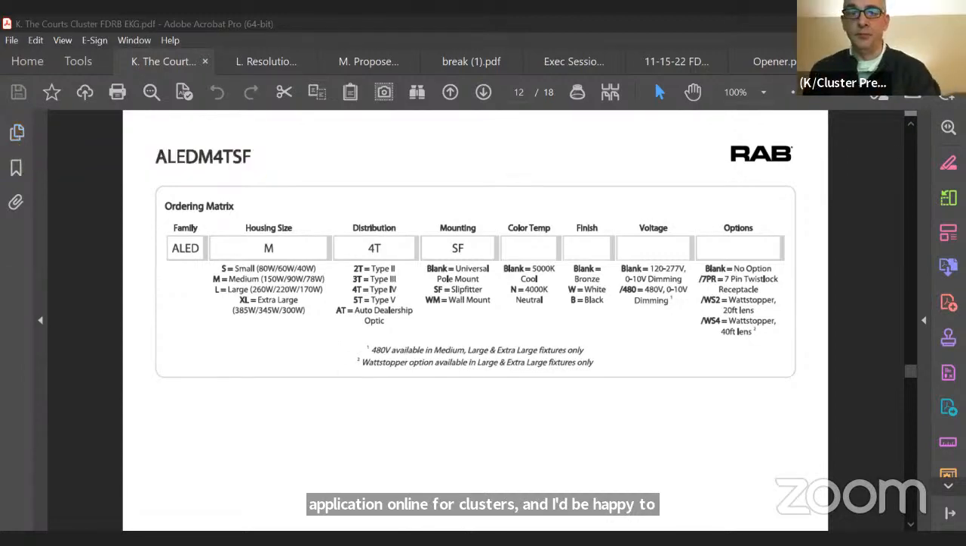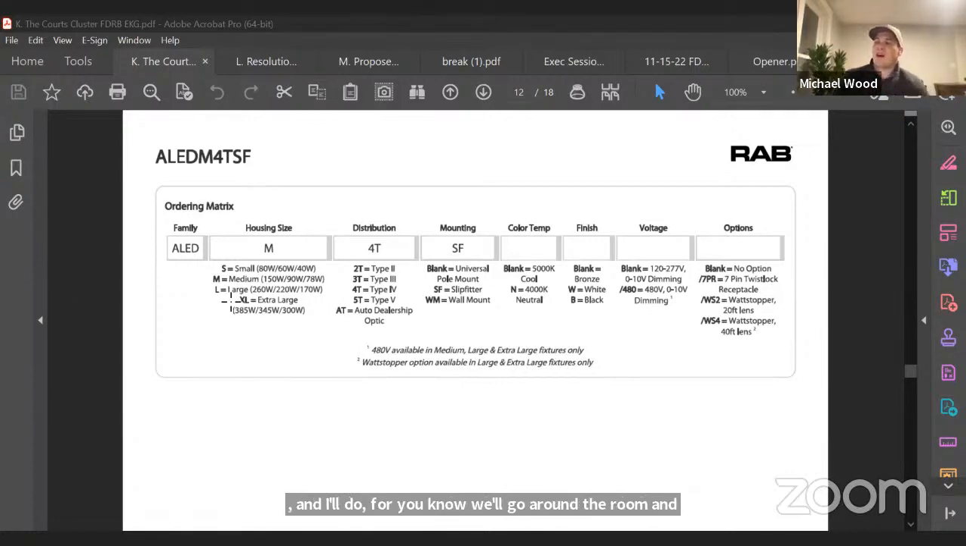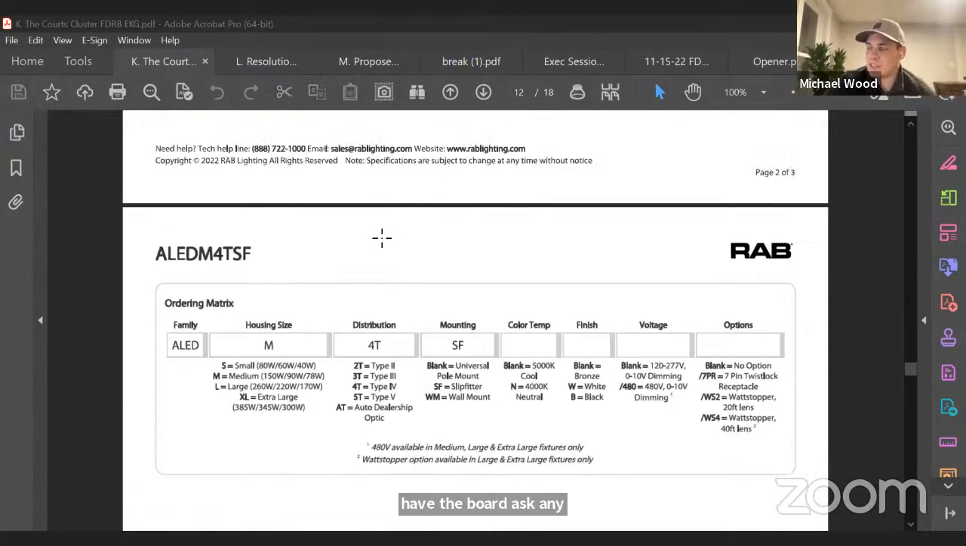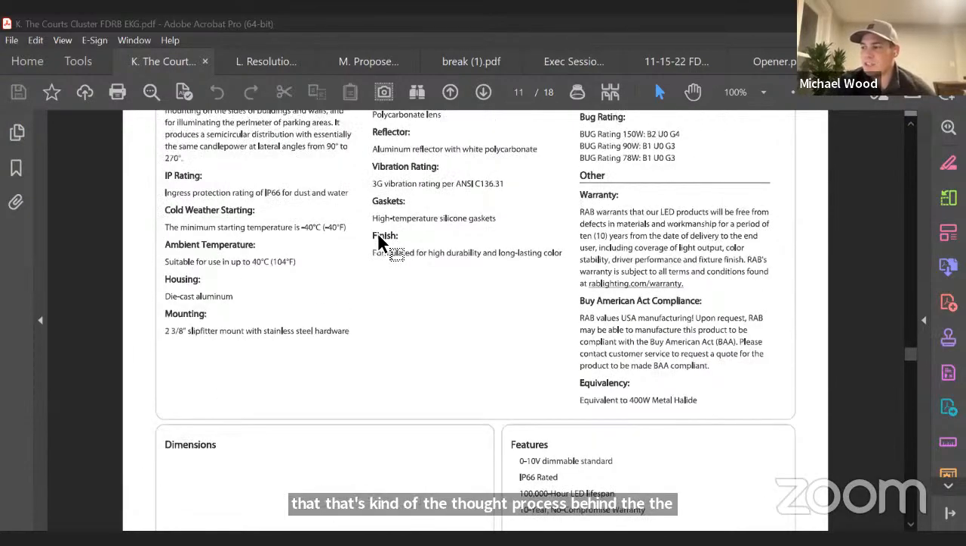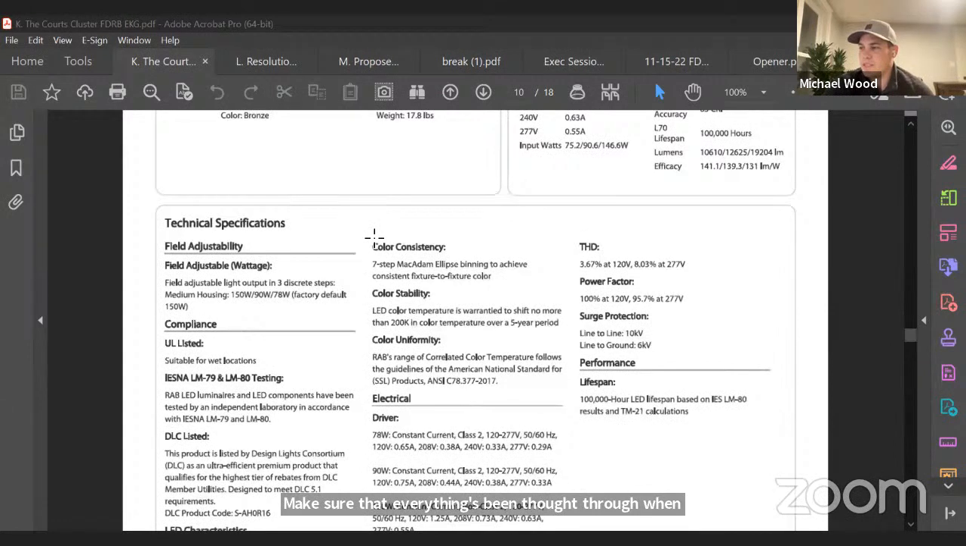Okay. Yeah, I think the fixture you picked is okay. I don't have any issues with that, and I'll defer. We'll go around the room and have the board ask any questions they may have. But that's the thought process behind the photometric study, just to make sure that everything's been thought through, and you're not just replacing a fixture that potentially could cause more harm than good. So let me go around the room, see if anyone has any questions, and then we'll discuss it a little further. Okay.